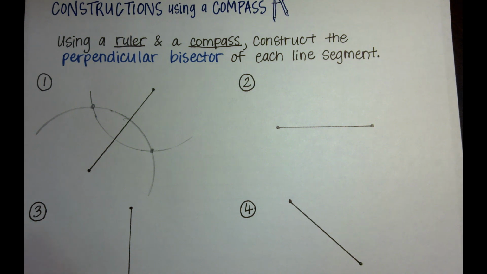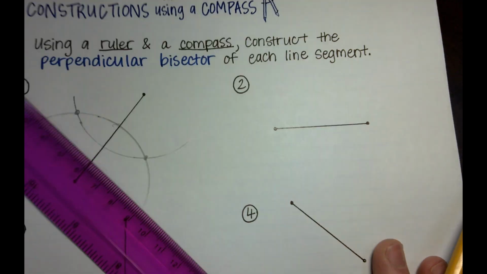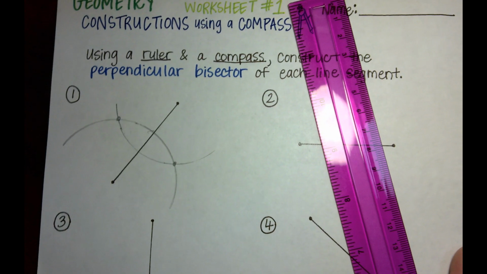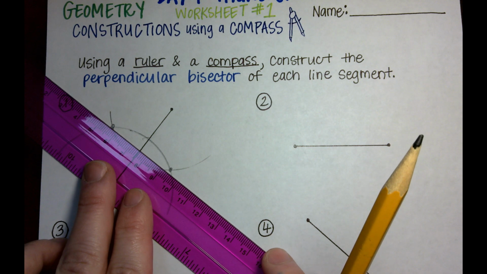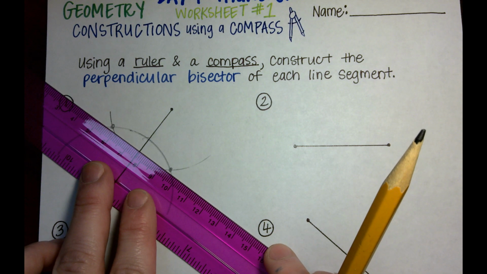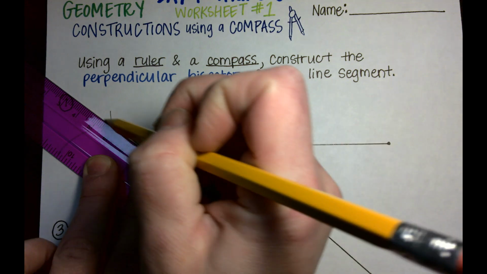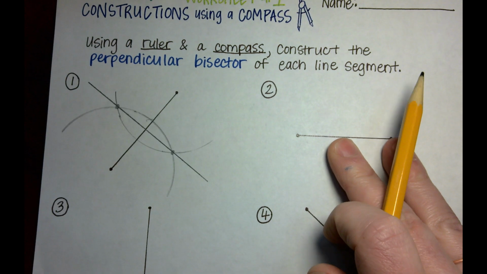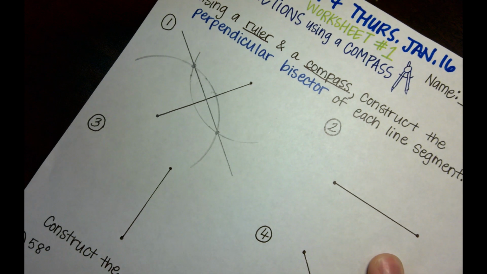Okay, so here's where my ruler comes in. What am I doing now? Draw a straight line between the two points. Perfect. We're gonna draw a line to connect these two intersections. So I need to line up, and I'm gonna draw it right through. Here we go. It's pretty decent.